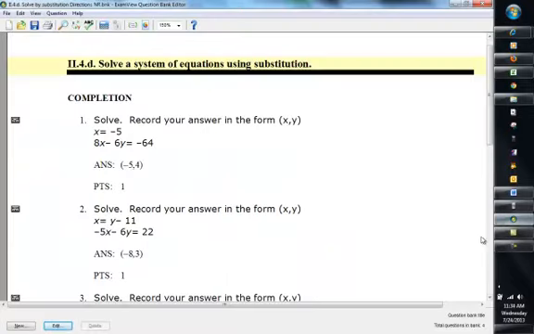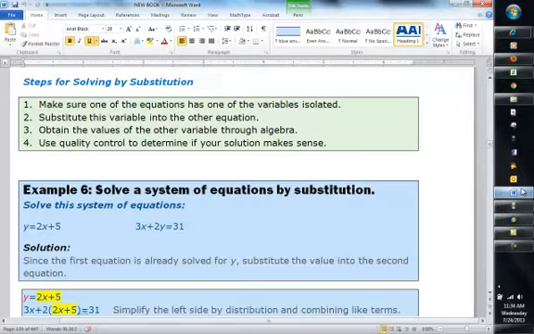We're going to solve a system of equations using substitution. This is 2.4.d. In our textbook, the rules say make sure one of the equations has one of the variables isolated, substitute this variable into the other equation, and obtain the value of the other variable through algebra. Quality control is to determine if your solution makes sense.